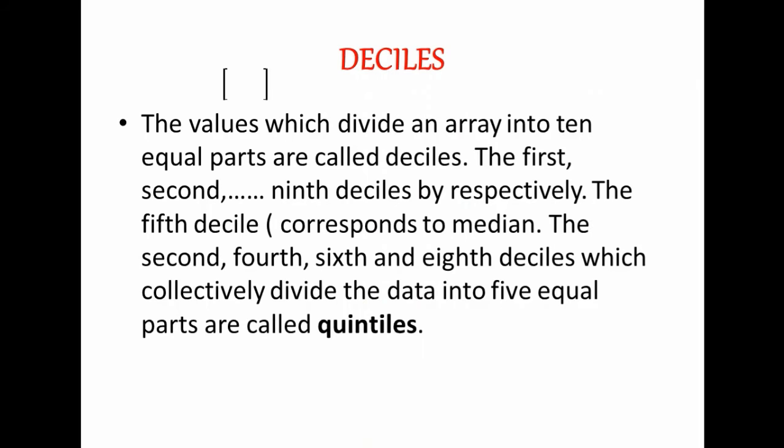The values which divide an array into 10 equal parts are called deciles. The first, second, third, fifth, and ninth deciles are denoted respectively. The fifth decile corresponds to the median. The second, fourth, sixth, and eighth deciles, which collectively divide the data into 5 equal parts, are called quintiles.